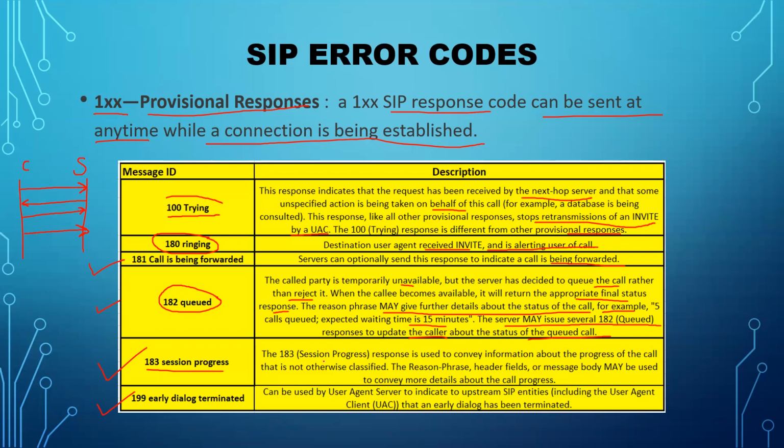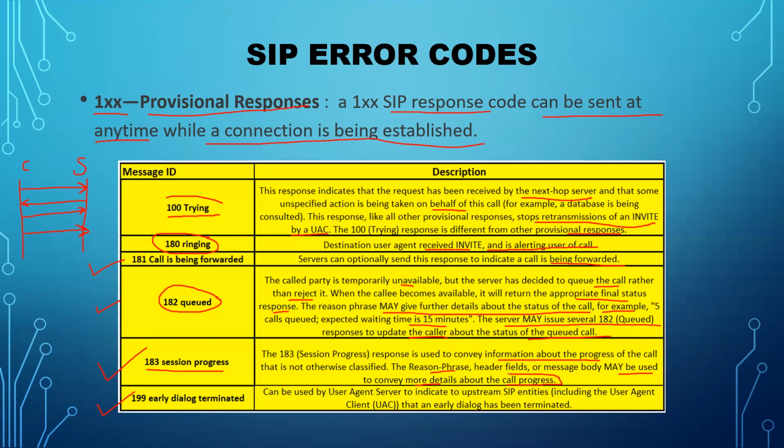Let's read it out first and then I'll explain. 183 Session Progress response is used to convey information about the progress of the call, right? So it is telling you the progress of the call that is not otherwise classified. The reason phrase, header fields, or message body may be used to convey more details about the call progress.